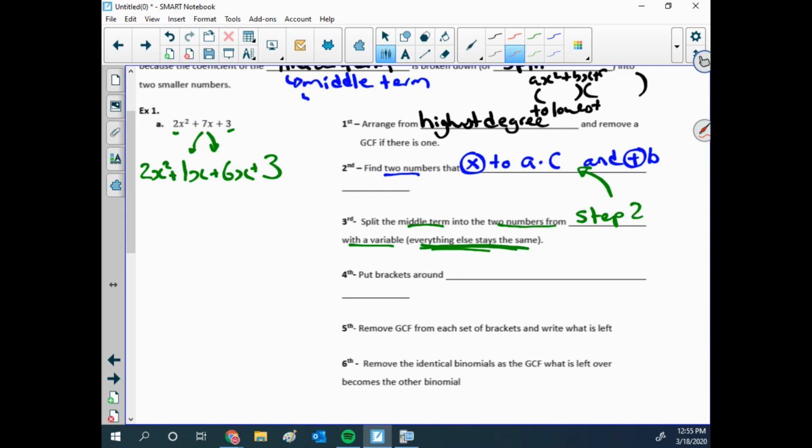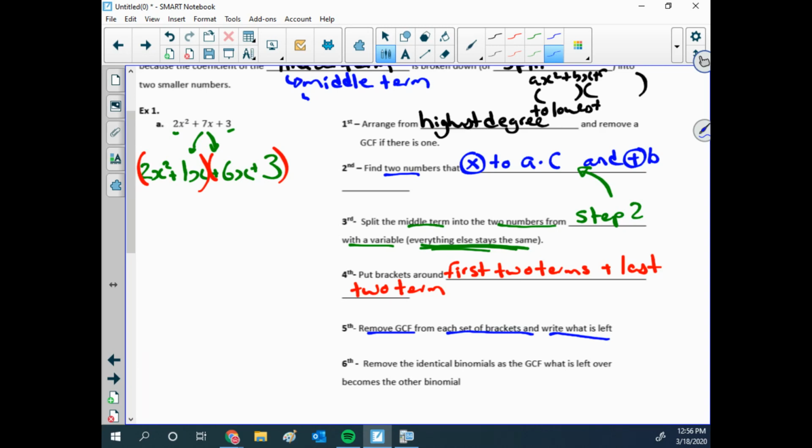My next step is to put brackets around the first two terms and the last two terms. Just a set of brackets. That's the fourth step. The fifth step is to remove, do that in blue, a GCF from each set of brackets and then write what's left.